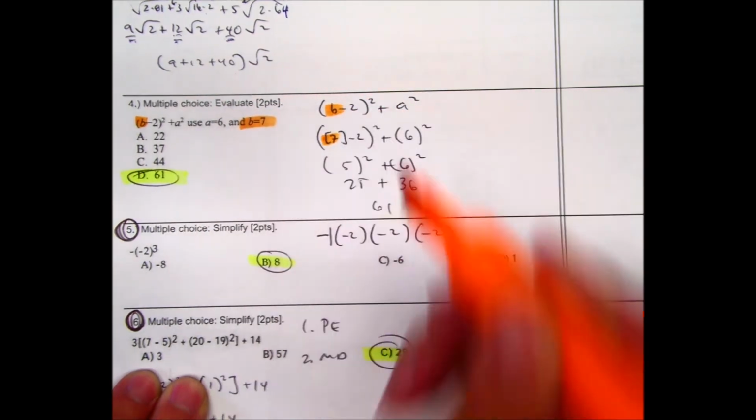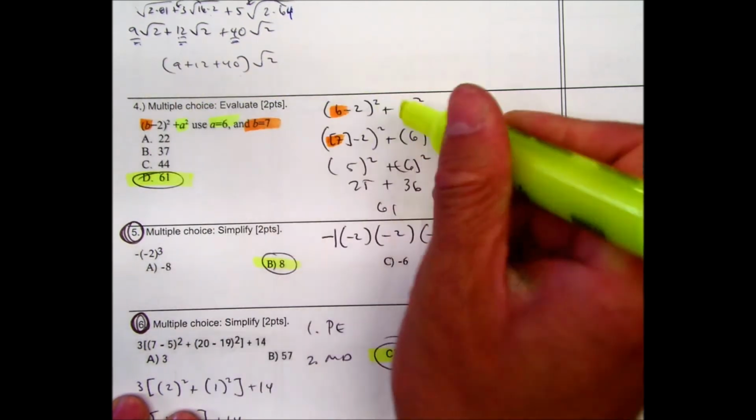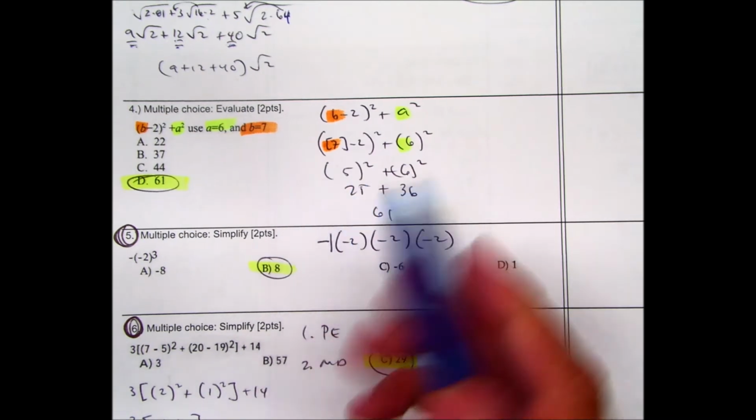Question number 4. I need to evaluate, so every b value, I'm going to put in a 7 there, so there's my b value, substitute in your 7. And every a value, you're going to substitute in 6. So order of operations.